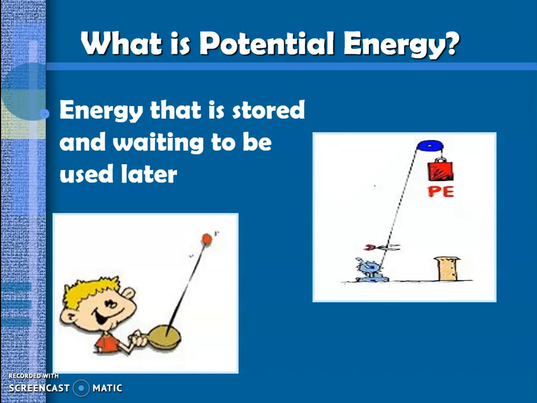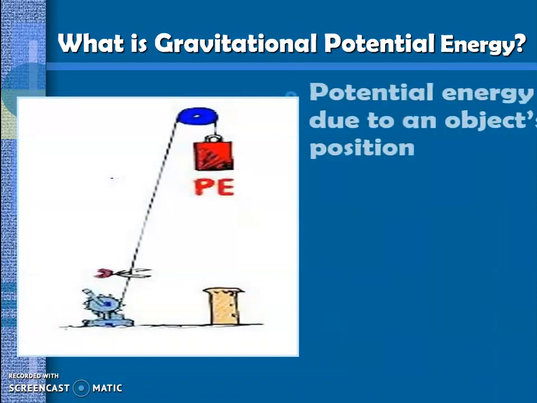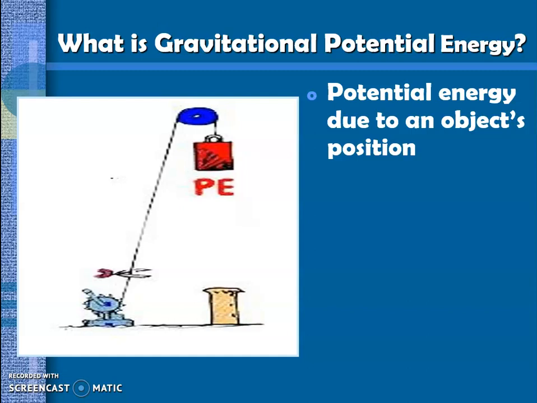Some examples of potential energy: we have gravitational potential energy. This is energy due to an object's position. So the higher up an object is from the ground, the greater the potential energy because it has a greater distance that it can travel.